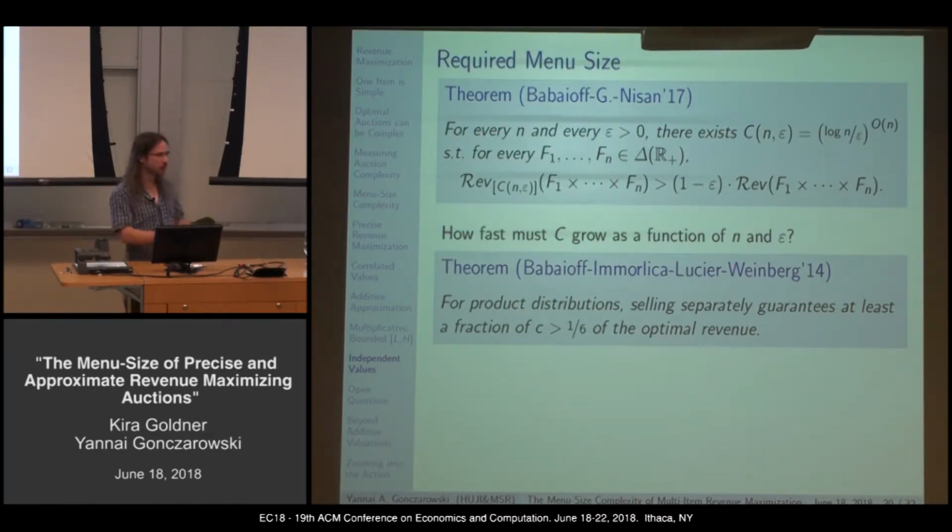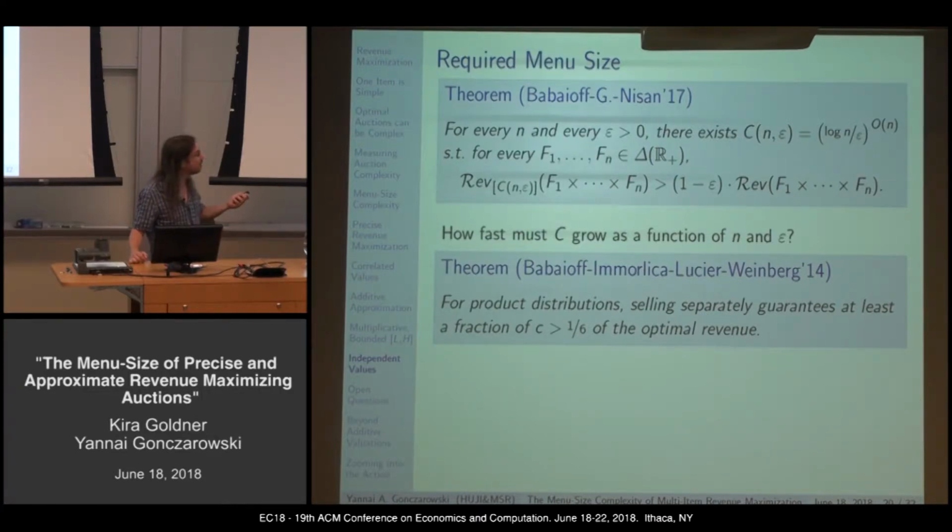So you take a look at the product distribution, calculate your expected revenue if you sell separately, calculate your expected revenue if you sell as a bundle. The best of these two is going to be at least 1/6 of the optimal revenue, so you can just run this auction and get at least 1/6 of the optimal revenue. So selling as a bundle is fine, it has a menu size of 1. Selling separately, as we said, has exponential menu size. So this basically shows that exponential menu size would give you 1/6 of the optimal revenue.